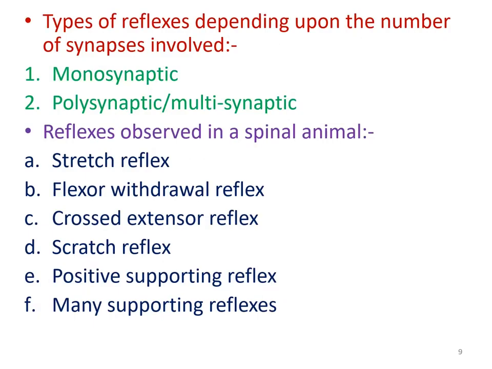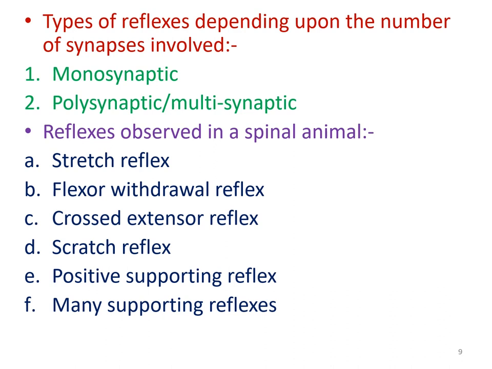The types of reflexes, depending upon the number of synapses involved, are two: monosynaptic or polysynaptic, which we also call multisynaptic. If we say monosynaptic, mono means single, so we have only a single synapse involved. About the polysynaptic or multisynaptic reflexes, there are more than one synapses involved. With the help of the synaptic delay, you can calculate the number of synapses involved.